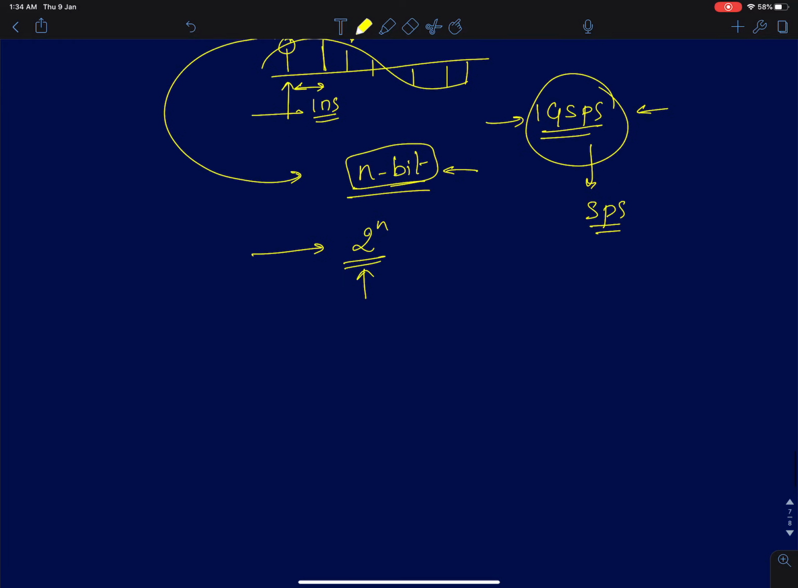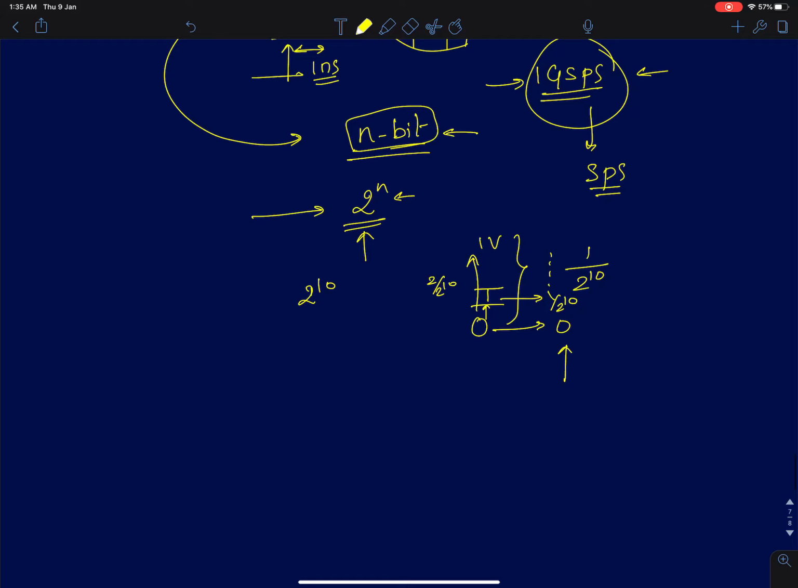To give an example, let's say the signal takes values from 0 to 1 volt. I can divide this entire 0 to 1 volt range. Let's say I take n as 10, so 2 power 10 levels, and the minimum level is going to be 1 by 2 power 10. Anything between 0 and 1 by 2 power 10 can be treated as 0. Anything between 1 by 2 power 10 and 2 by 2 power 10 can be treated as 1 by 2 power 10, and so on. This process is called quantization. Now you have so many levels in between.